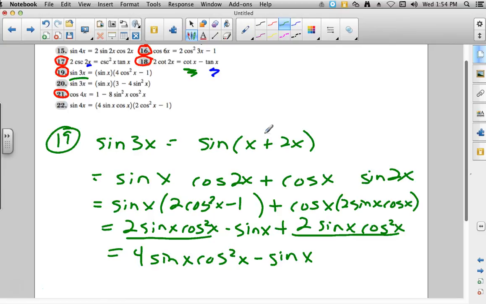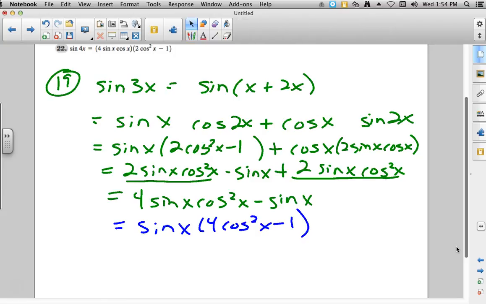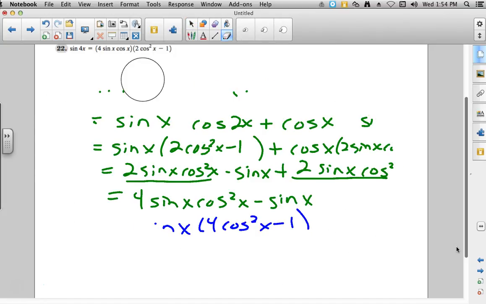Now let's go back and see what we were supposed to find. So for number 19, we needed to get this: the sine of x times 4 cosine squared x minus 1. So my last step is going to be factoring. I'm going to factor out a sine of x, and I have exactly what they wanted me to get for an answer. So I simplified as much as I could, then took a look at what I was supposed to achieve here. What am I supposed to get for this answer?